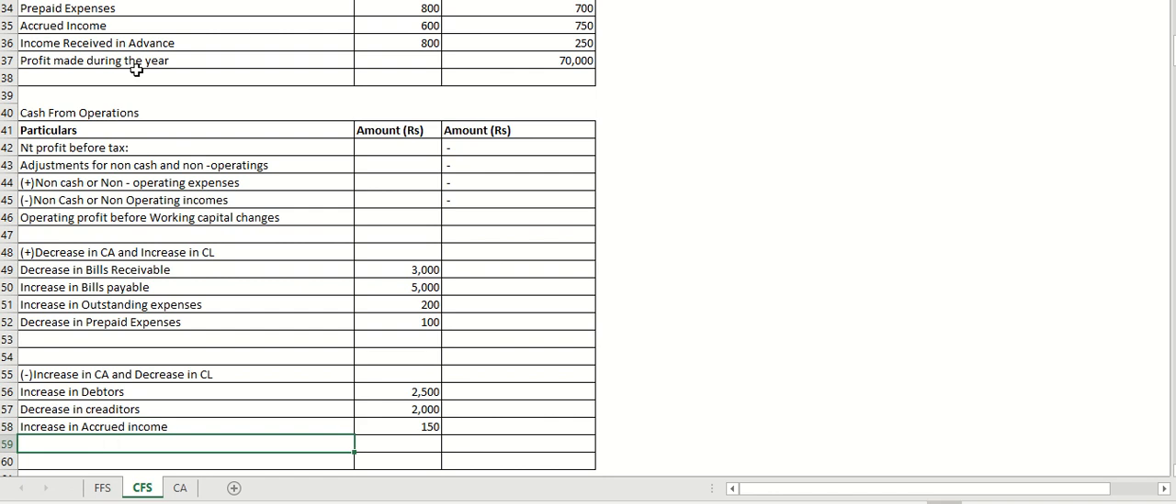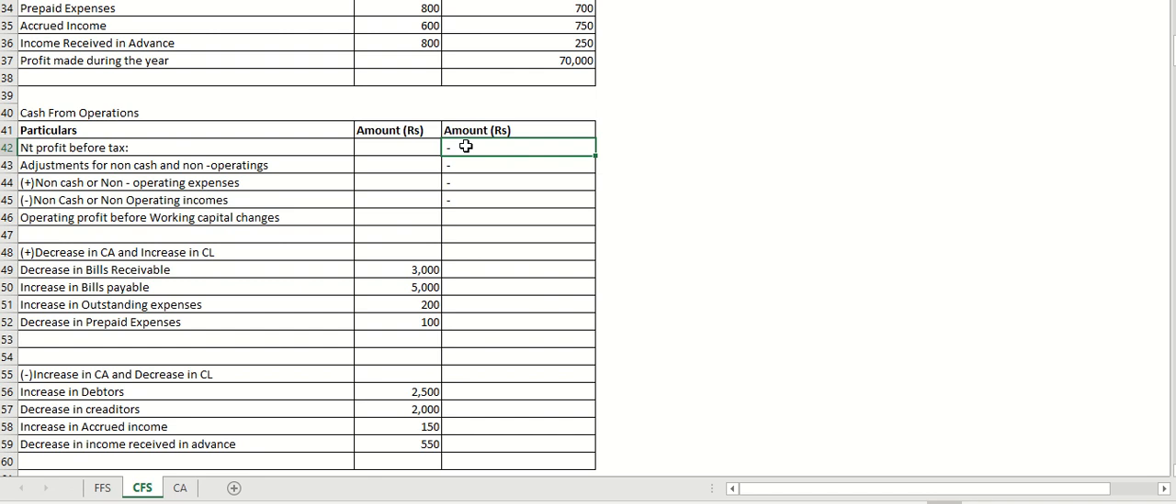Income received in advance is a current liability, so it has decreased, so you will minus it. Decrease in income received in advance, so the amount is 550.